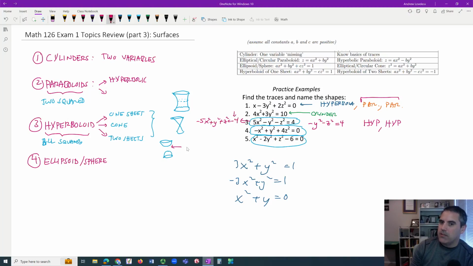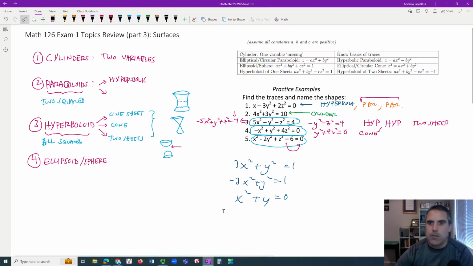And if you multiply so that there's only one minus and the other side is a negative, then it's two sheets. Here we have, when we do the traces and we replace x with 0, we get a really skinny ellipse. That's a cone. So this is a cone. This is two sheets. And this, if you move the 6 to the other side, it's a positive. That's one sheet. Those are the names.